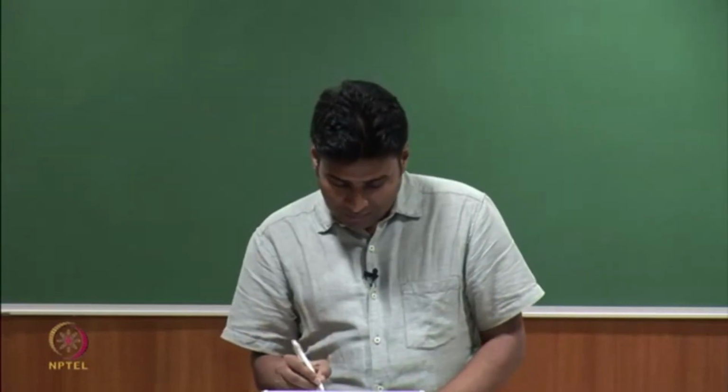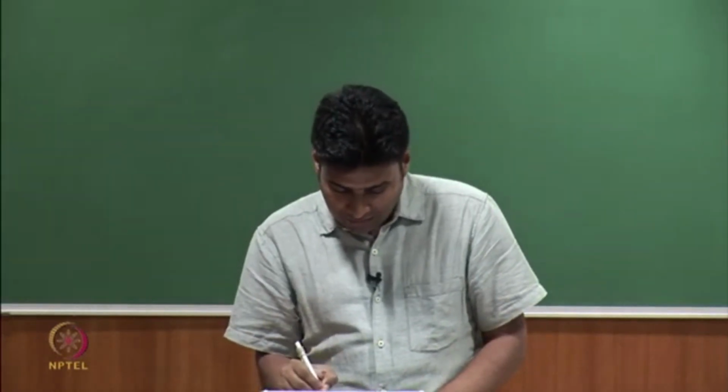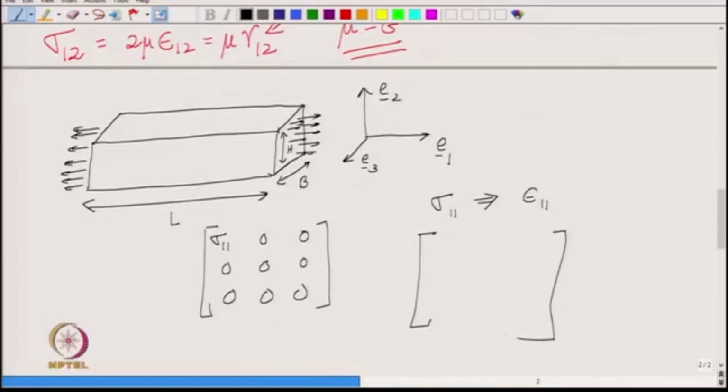So, if you write the state of strain, the strain matrix will have epsilon 1, it will have epsilon 2 and it will also have epsilon 3. And if you are careful, the shear strain would be 0. Okay. So, that is a state of strain.